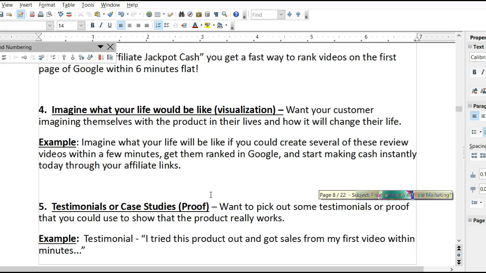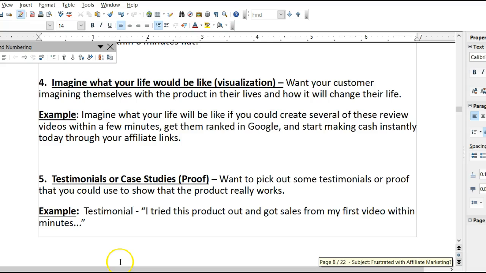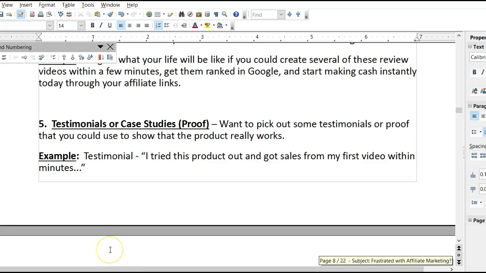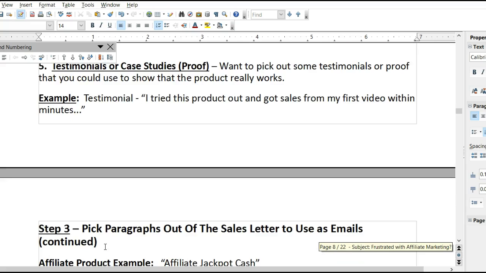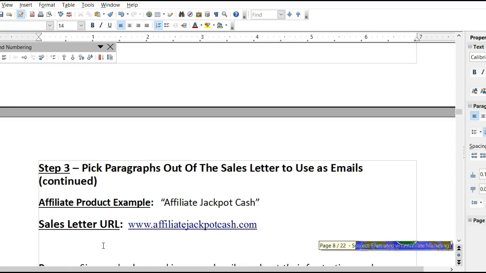Okay, so basically what you want to make note of are the bullet points of what you get. You also want to maybe send out an email that talks about imagine what their life would be like, sort of a visualization of what their life would be like if they themselves had the product in their lives and how it would change their life. Also, you may have some testimonials you want to throw in there in your emails. All right. And so on.